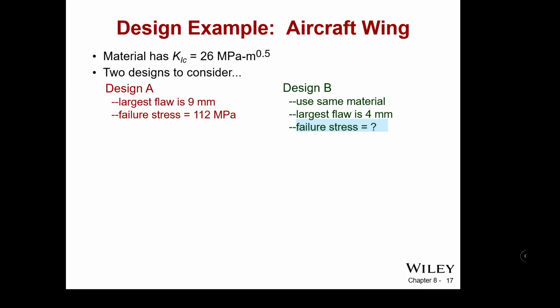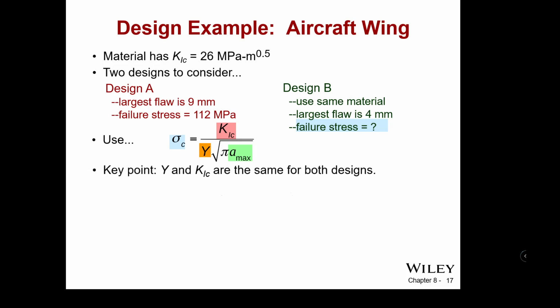So if design A says that we can't have a flaw beyond 9 millimeters and the failure stress is 112 megapascals, design B says use the same material, the largest flaw is 4 millimeters, what is the failure stress? So you forward calculate with the one instance, and you say this sigma C is equivalent to, and we plug in our constants.